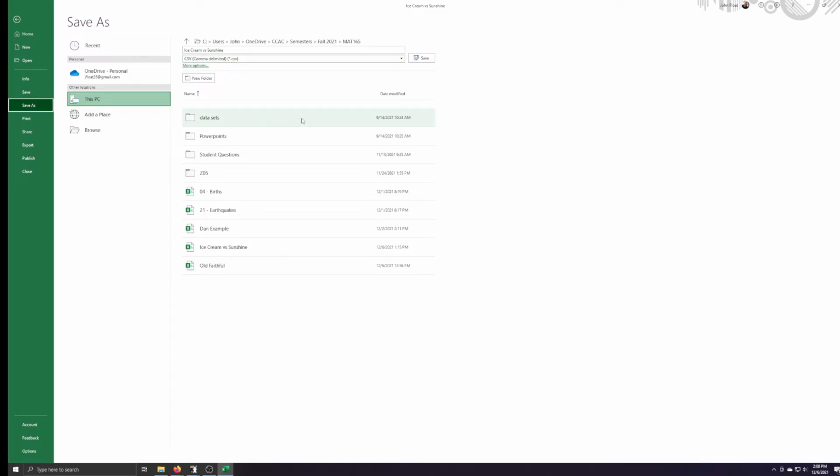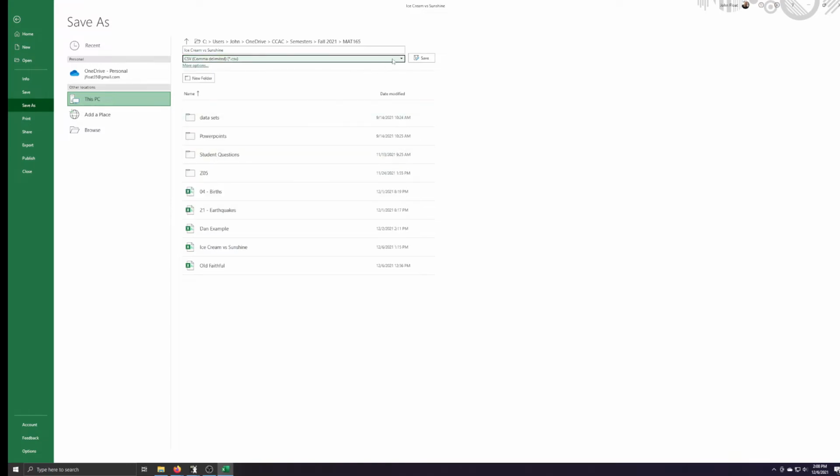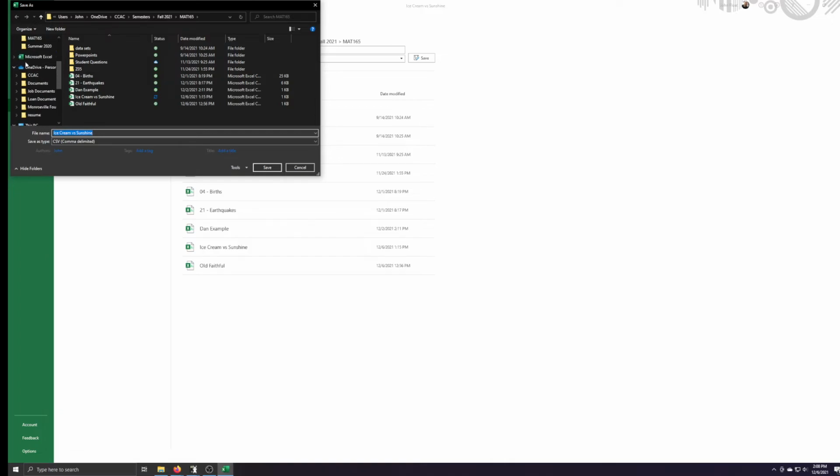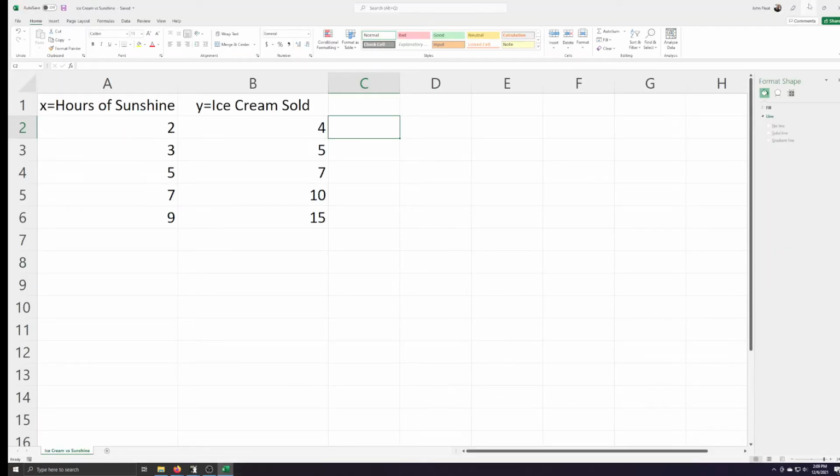I don't know if it's going to let me zoom in on that. It's not. So what you're going to have to do is click on here and then go down until you see the letters CSV, which stands for comma delimited. And then you just save that. Personally, I'm going to save this to my desktop so you can see it. So CSV, there it is. We'll go ahead and click save.